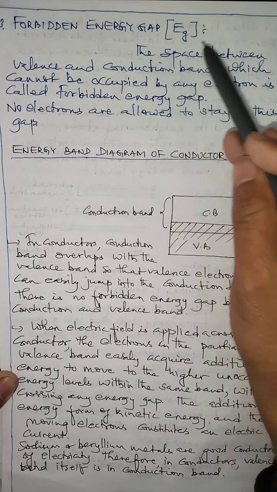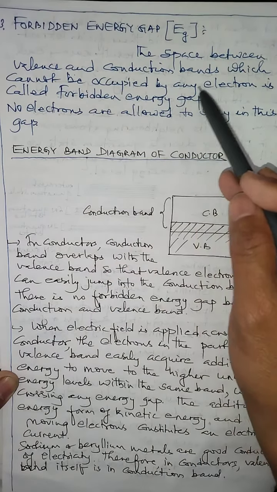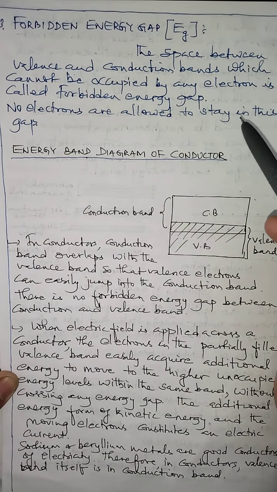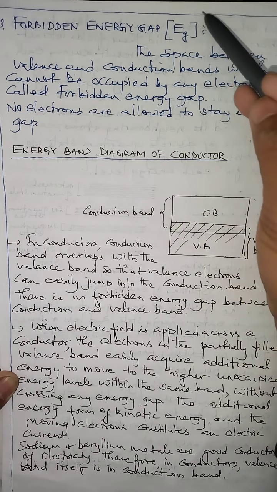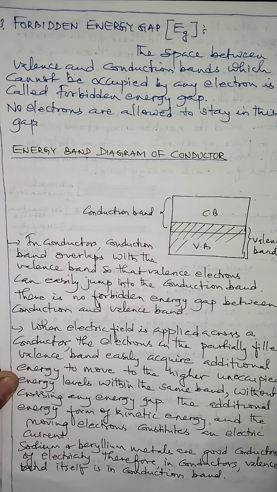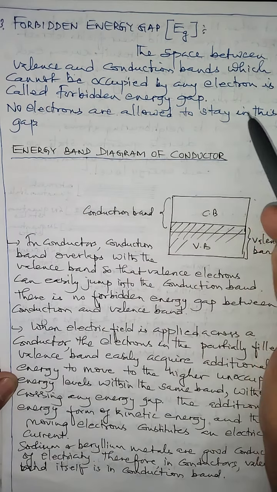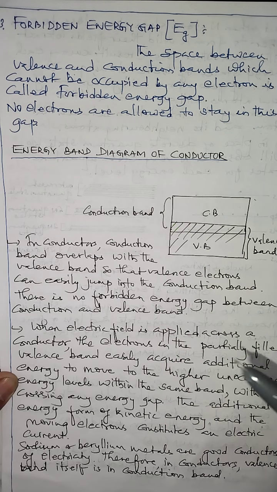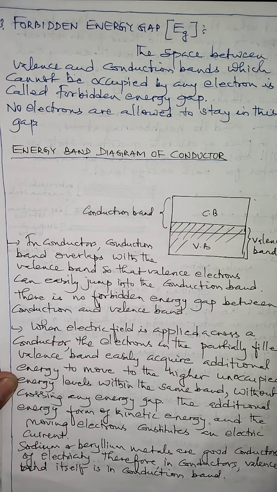That's why the space between the valence and conduction band, which cannot be occupied by any electrons, is called the forbidden energy gap, and it is simply marked by the letters Eg. Capital Eg is the symbol we use for the forbidden energy gap, or simply the energy gap. As I already said, no electrons are allowed to stay in this gap. Electrons can remain only in either the valence band or the conduction band.